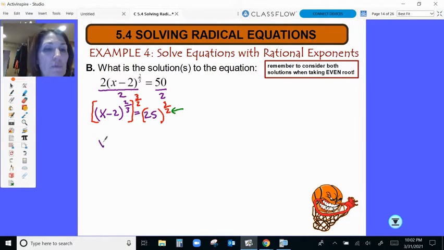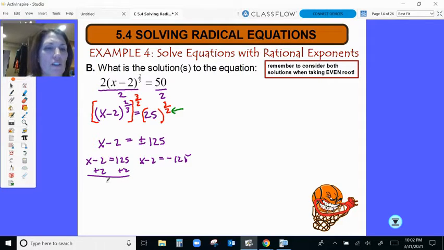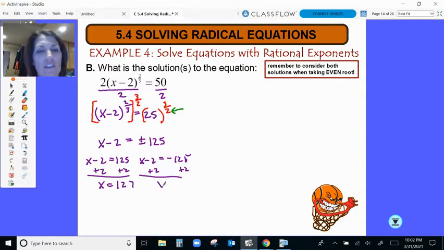Okay, so this becomes x minus 2 equals, so the square root of 25 is 5, cubed is 125. So we have plus or minus 125. Okay, so we have x minus 2 can equal positive 125, or x minus 2 can equal a negative 125. And now we have to go ahead and solve both of those. So x can equal 127, or if we solve for this one, x can also equal negative 123.